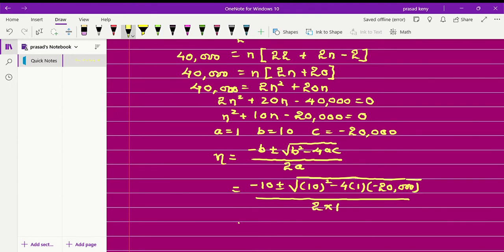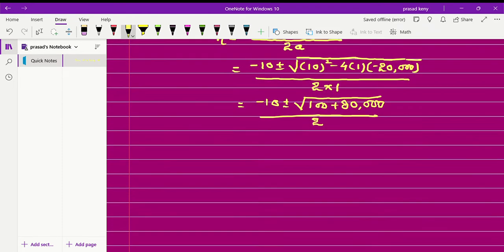which gives negative 10 plus or minus root 100 plus 80,000 divided by 2, that is minus 10 plus or minus root 80,000 plus 100, that is 80,100 upon 2.